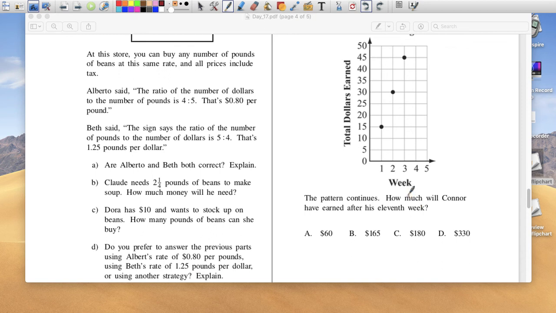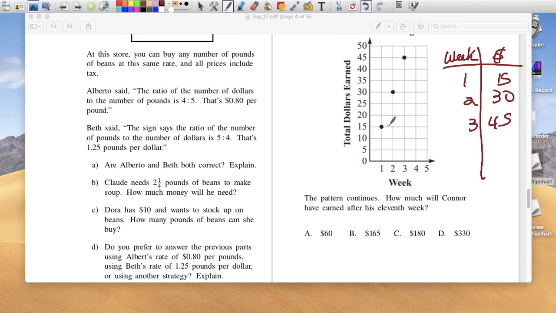In this one, you probably want to find the equation, or find a relation, or create a table. Even if you created a table, weeks, money. So 1 week, $15. 2 weeks, $30. 3 weeks, $45, and that's given to us right here. Then we want to know in the 11th week how much money he made. Well, find a relationship. It's going to be a times 15 relationship. So that's going to be $165.